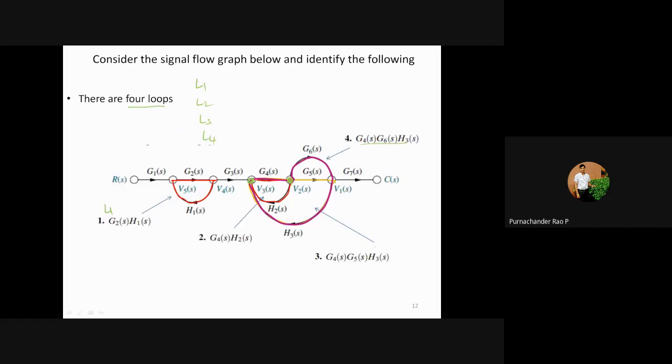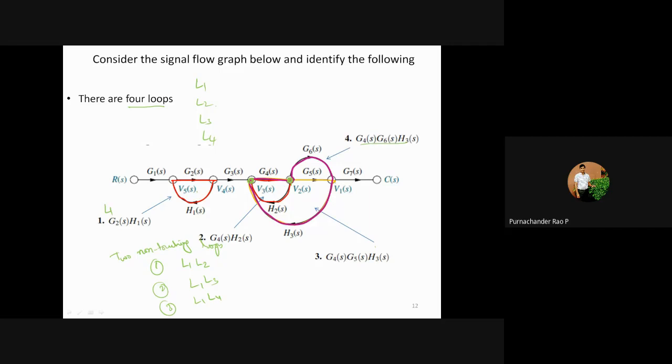Then after getting this, we need to see how many non-touching loops there are. So here, loop L1 is not touching L2. So one possibility is L1 and L2. So these are two non-touching loops. And the second possibility is L1, L3. Just you see, L1, L3 are also not touching each other. And the third possibility is L1 and L4. L1, L4 is also not touching each other.